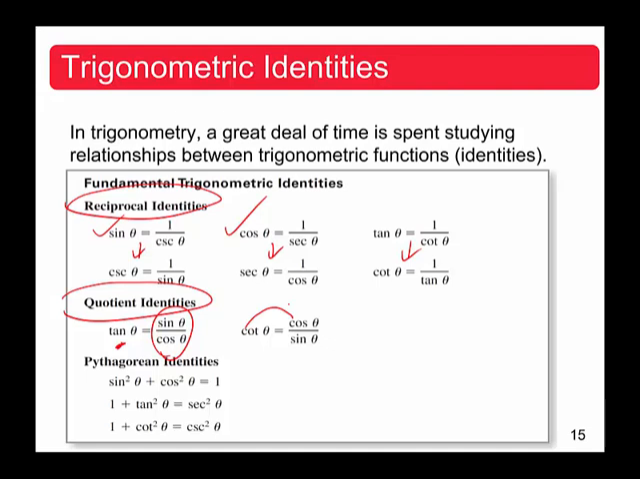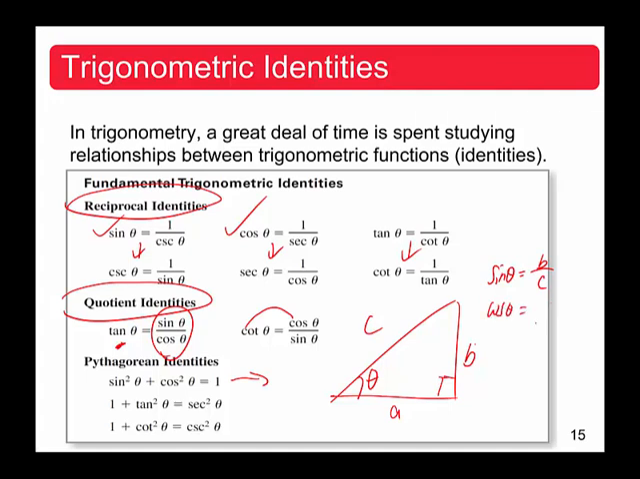And Pythagorean identities, and we can easily prove the Pythagorean identities. Let's say you have a right triangle here, and this is A, that's B, that's C. Angle theta is right here. So sine theta equal to opposite B over C. Cosine theta equal to adjacent side A over C.